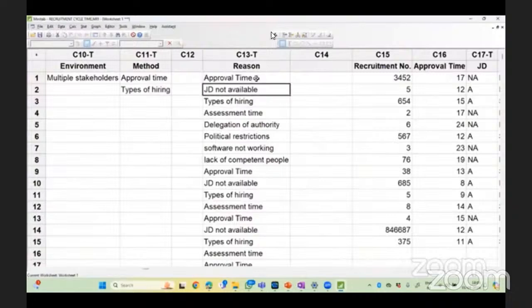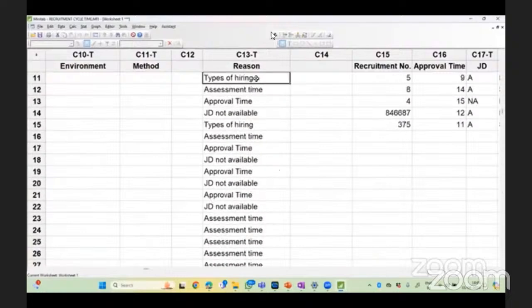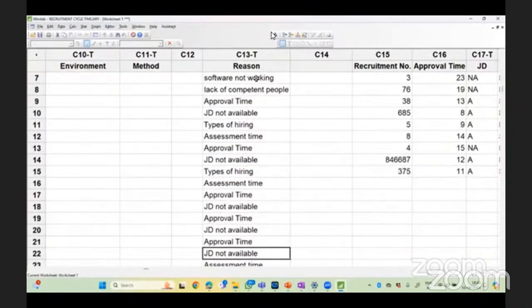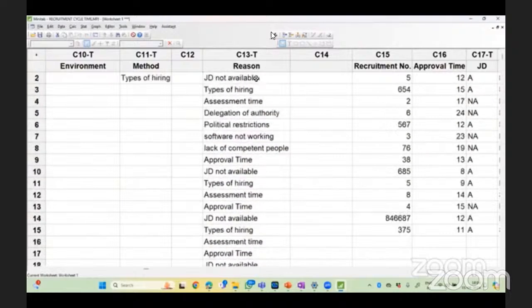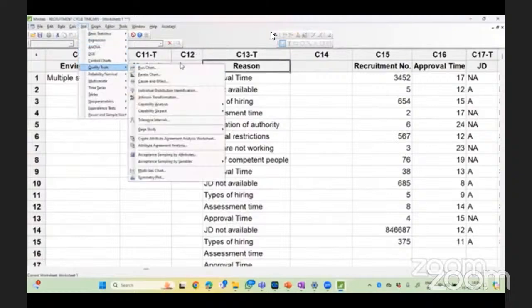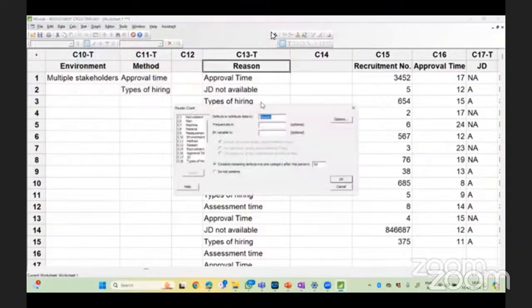Let's say I studied around 38 recruitments, and the first recruitment got delayed because of the approval time. Second got delayed due to job description not available. The third got delayed due to 2 reasons: types of hiring, a special type of hiring it was, and assessment time was too high. So we write down all the reasons, and some of the reasons will keep appearing again and again, more times. So what I do, I ask Minitab to apply the Pareto 80-20 rule. Please apply 80-20 rule for me.